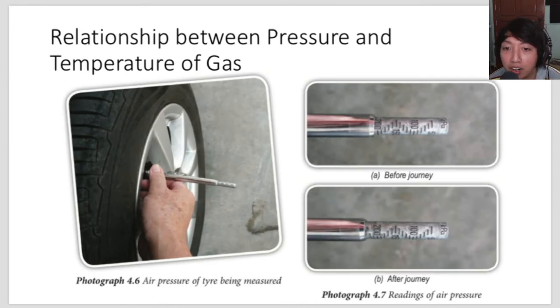Now it's not very clear, right? But you can see that in A, before the journey, it's just slightly over 200. And at B, it's much more than 200. Looks more like 230. If you can't see the picture clearly, go check your textbook or ask me for the picture later. I can send it to you.